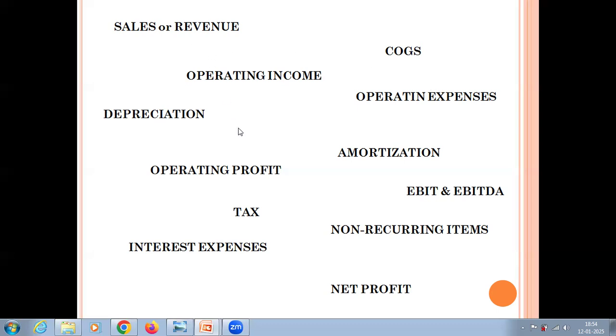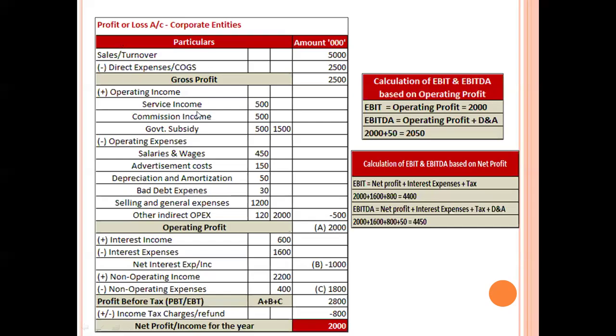Now, in the next slide, this way we basically calculate the gross profit. Suppose this is the hypothetical number: sales or turnover is 5,000, then direct expenses or cost of goods sold is 2,500. The difference is known as gross profit, and it is calculated by deducting the cost of goods sold from revenue. Adding operating income to gross profit and subtracting operating expenses results in the operating profit, which is very essential to calculate correctly.